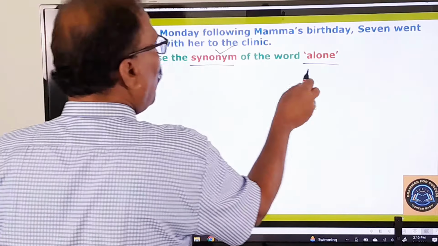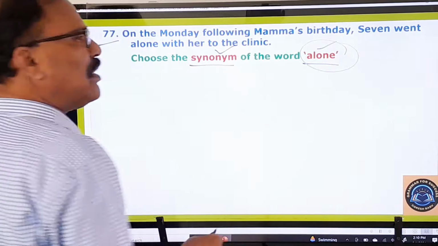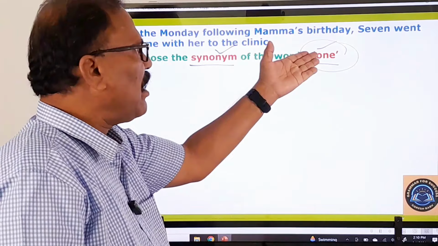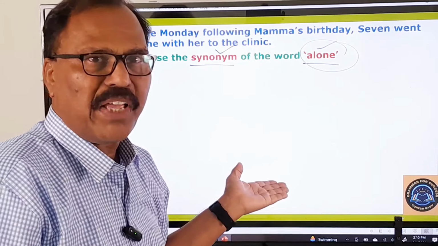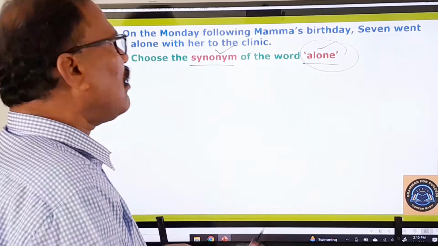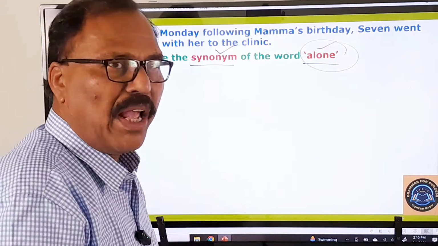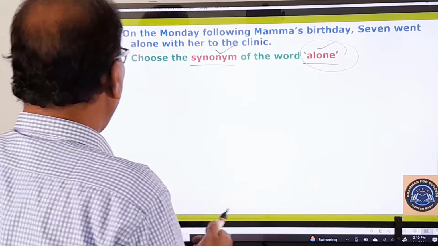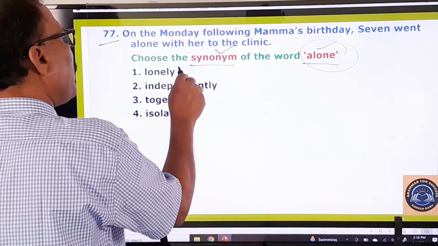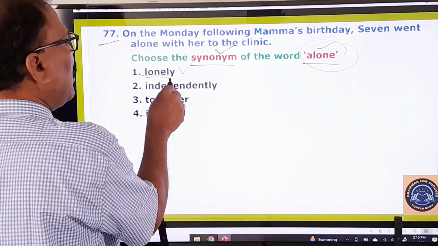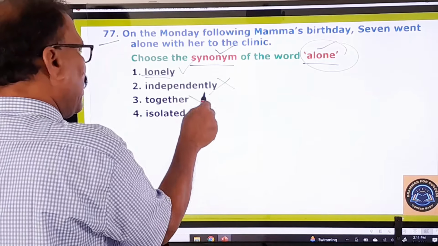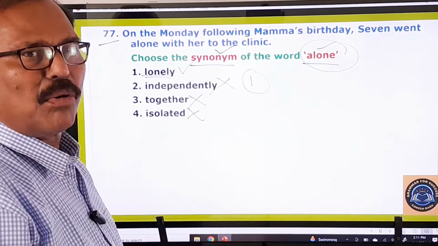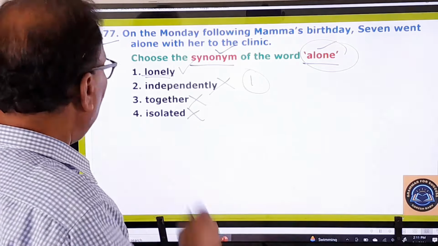So choose the synonym of the word alone. Alone means what? Ontariga. That is the meaning of this word. If you can understand the meaning of that, automatically you can choose the synonym of that. Alone means ontariga. And what word? Look at the options now, and you choose that word that also gives this meaning. Okay, here you pay attention. Lonely, the very first one is the right one. Lonely means ontariga. Independently wrong, together wrong, isolated wrong. So your answer is the first option, lonely. So right, and you go to the 78th question.